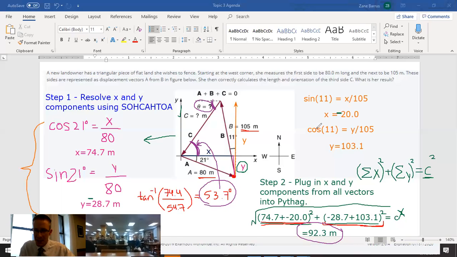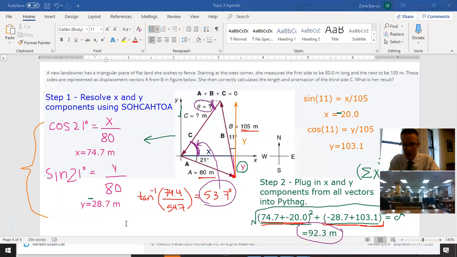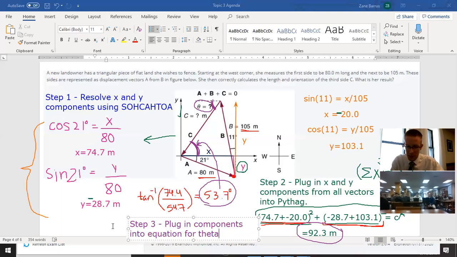And I guess I should have written a step 3 for the angle. Let me do that real quick. So step 3, I'll just plug that in right here at the bottom. Step 3 is plug in components into equation for theta. That's step 3. Let me make that red so it matches with the work I did there.